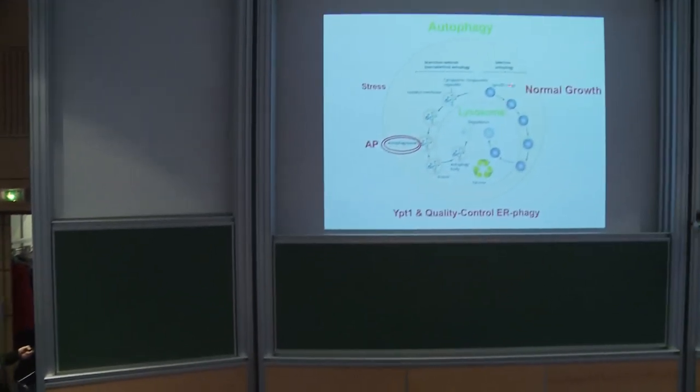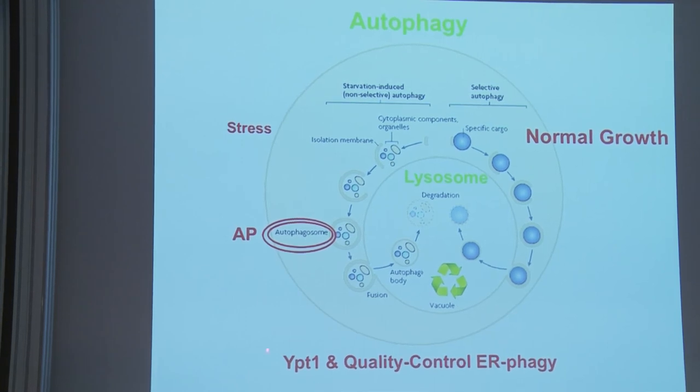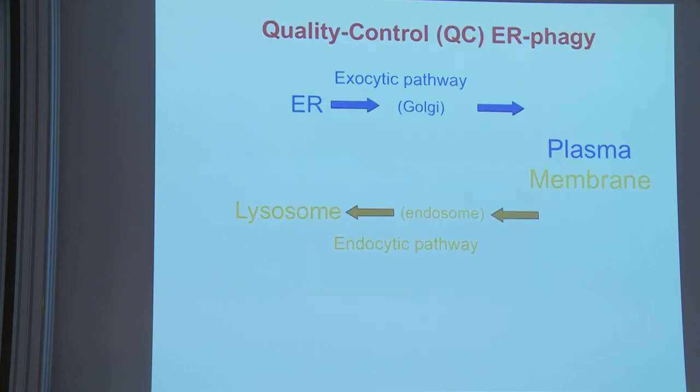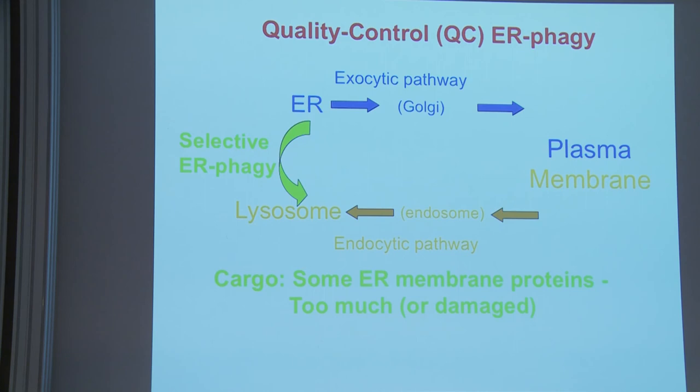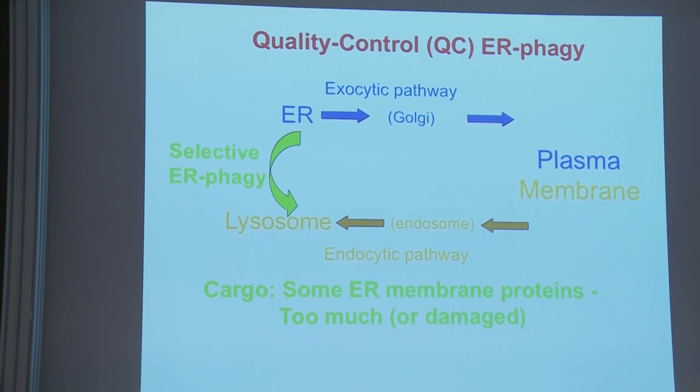So I wanted to tell you that we discovered a new autophagy pathway during normal growth, and it's actually quality control of ER-phagy. Quality control of the ER by autophagy of the ER, endoplasmic reticulum. So it's a selective autophagy ER pathway, and the cargo for this pathway are membrane proteins. When we first discovered it, we overexpressed, made too much of a protein. But once we found it, we went back and looked at other ER membrane residents. It turns out that some of them, at least two groups, some go to this pathway and some don't.